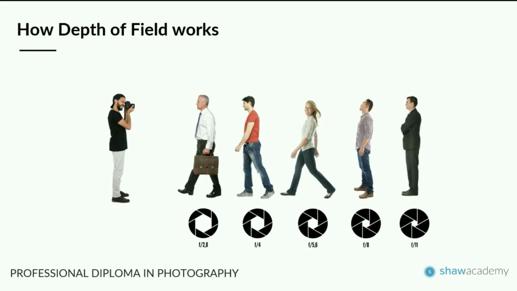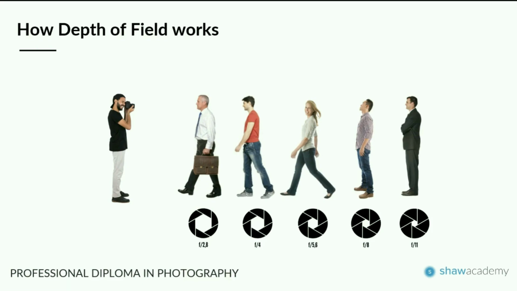Now we add another one and we go to f11, and by photographing at f11, everybody is nice and sharp in the photograph, but we're still focusing on this gentleman in the front. So we can change the range of focus, how many people come into focus, by changing the depth of field. So we're focusing on this person and we extend out that depth of field to bring everybody else into focus.